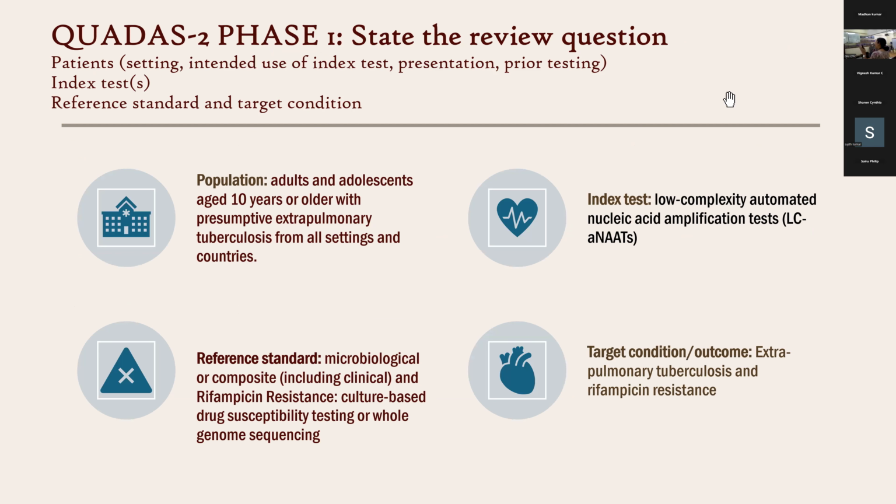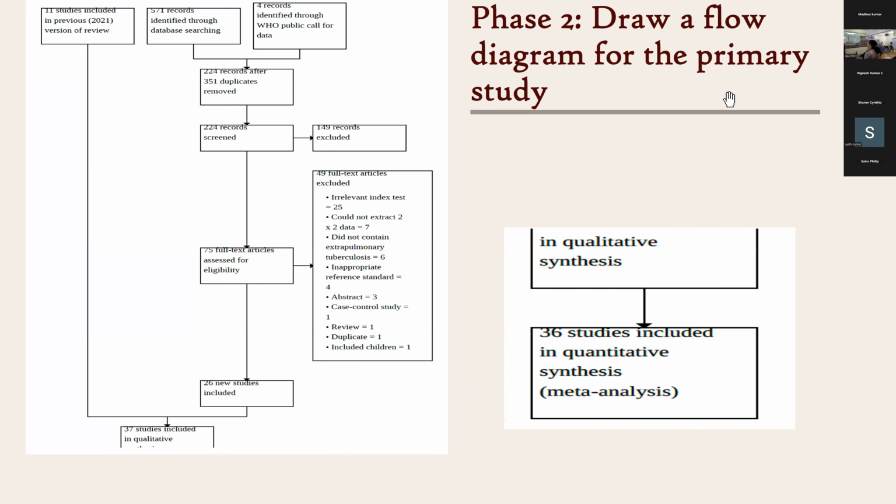QUADAS-2 has a phase 1 where you have to state the review question, which we have already covered in the CASP, so I'm not going to go through this again. Phase 2 is to draw a flow diagram for the primary study. QUADAS is actually like an ROB tool, like you use the ROB tool for RCTs in a systematic review. QUADAS-2 is for risk of bias in each individual study. So if the systematic review had 30 studies, they have to look at each study and do a QUADAS assessment. I've tried to apply QUADAS to this systematic review as a whole wherever I can. So the flow diagram is not for the individual studies; this is for the overall systematic review.